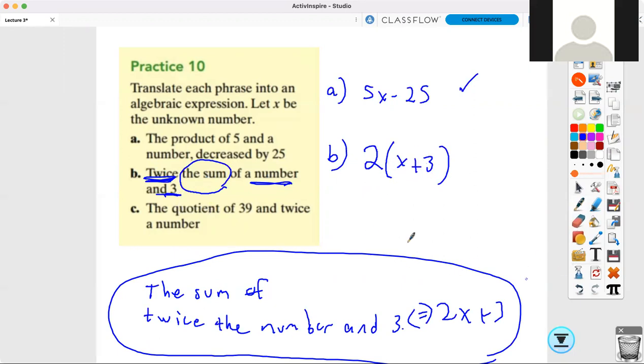Okay. Now C, the quotient of 39 and twice a number. So what's on top and what's on bottom, y'all? 39 divided by 2x. And that is correct. Everyone understand how we did the quotient part? The first thing goes on top. The second part is the bottom.